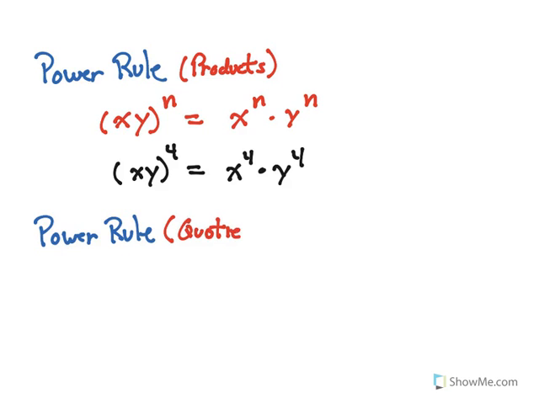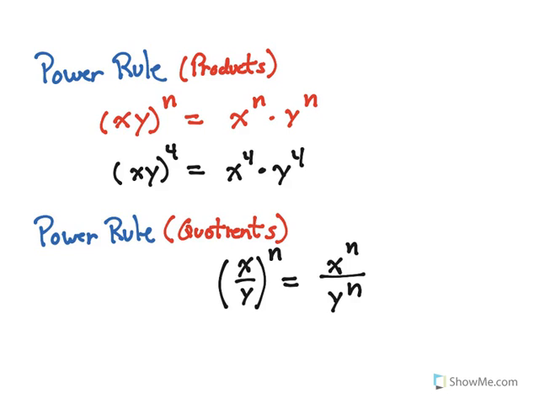And you're going to get a quotient when you divide something. All right? So an example of that would be, let's say you had x over y raised to the n power. That is equivalent of raising everything in the parentheses to that same power.